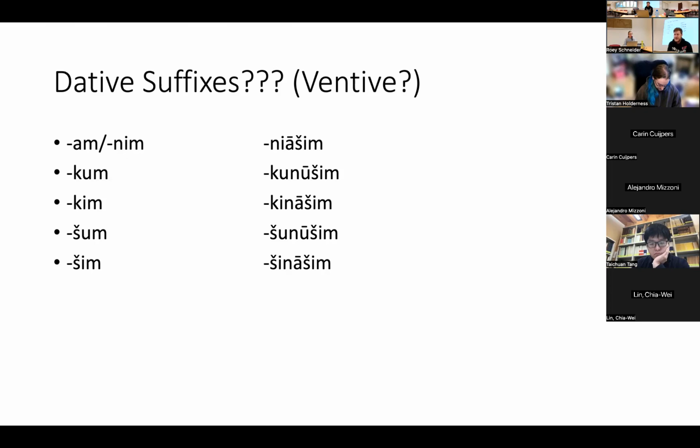So if I'm not mistaken, all of these sheens in the plural forms, niyashim, kunushim, kinashim, shunushim, shinashim, are characteristic of Babylonian Akkadian, while Assyrian has taf instead of that sheen, so kunuti, kinati, shunuti, shinati, I think, right? Yes. Thank you.